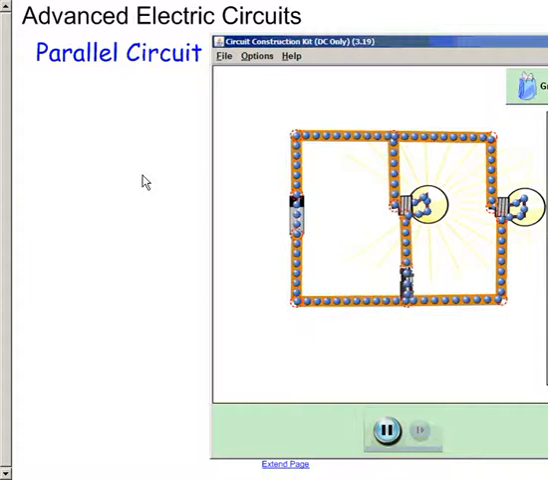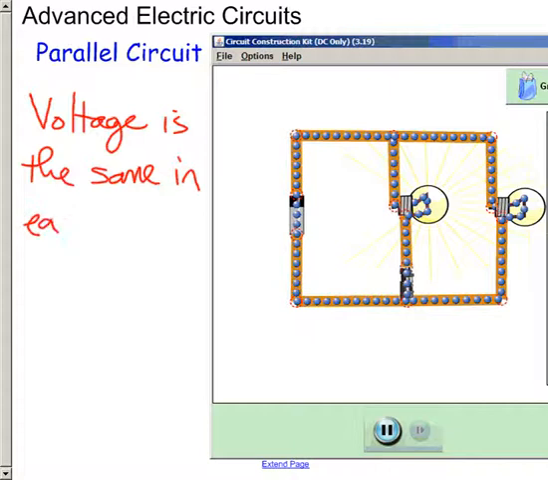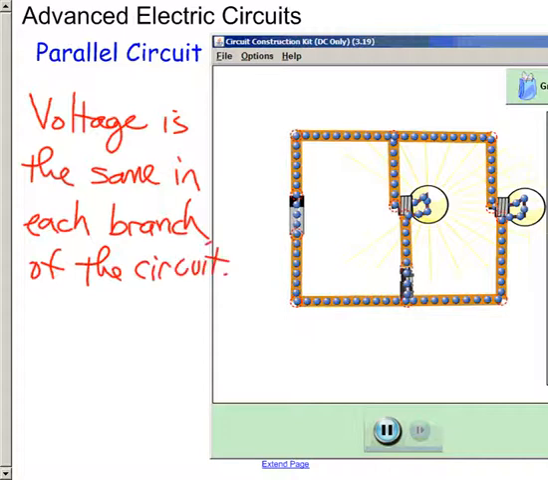That's also known as the voltage. So for a parallel circuit, we might actually say that the voltage is the same in each branch of the circuit. And those are the major differences between the two types of circuits that can be constructed.